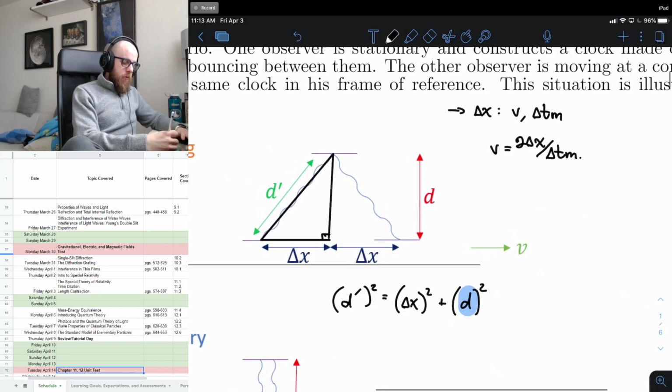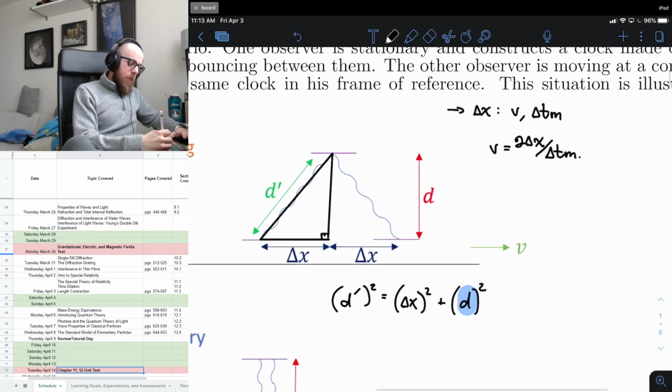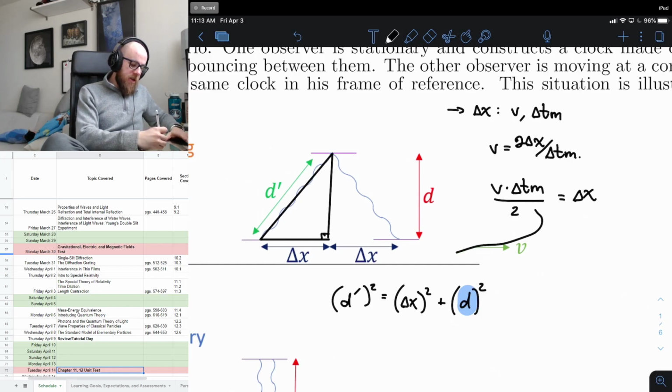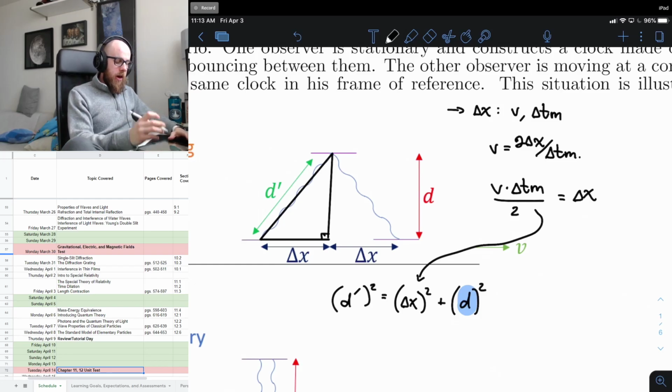And so what I can do is rearrange this formula now for delta x, okay? So when I do that, I will get v times delta tm over 2 is equal to delta x. Okay, and what I'm going to do is stick that into that formula.